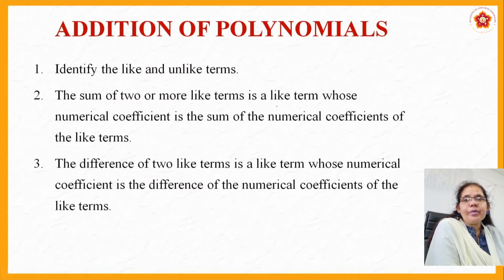Today we are going to do addition, subtraction and multiplication of polynomials. Let us see how do we do the addition of polynomials. So first step is to identify like and unlike terms. Then the sum of two or more like terms is a like term whose numerical coefficient is the sum of numerical coefficients of like terms. And difference of two like terms is a like term whose numerical coefficient is the difference of the numerical coefficients of the like terms. We will do examples to understand.